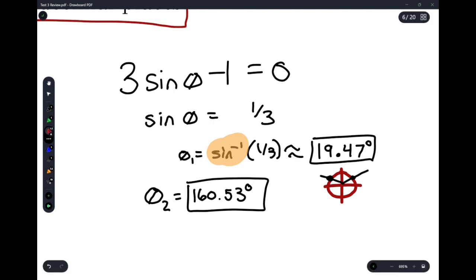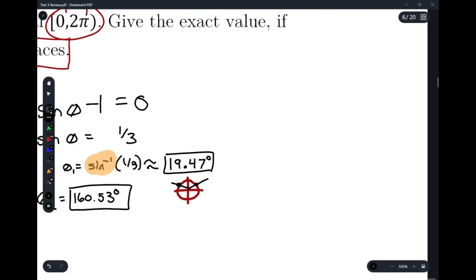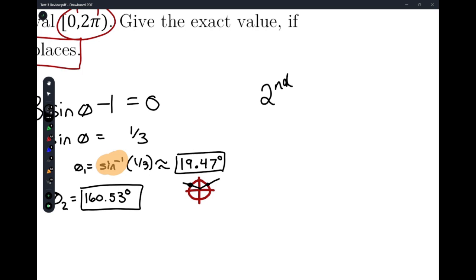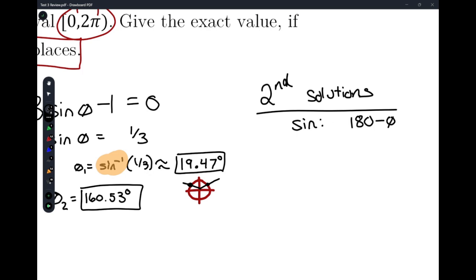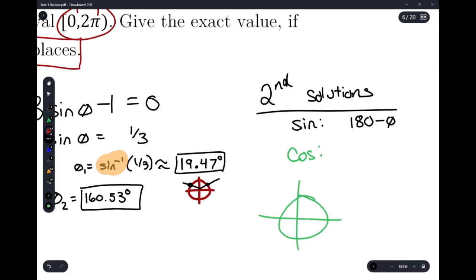When you're looking for this second solution, this is just for all of them. Second solutions: sine is 180 minus theta. Anybody remember what cosine was? It's pretty darn similar. I thought it was just like whatever we got. Not a plus. So the cosine's the same, because the x value is the same.